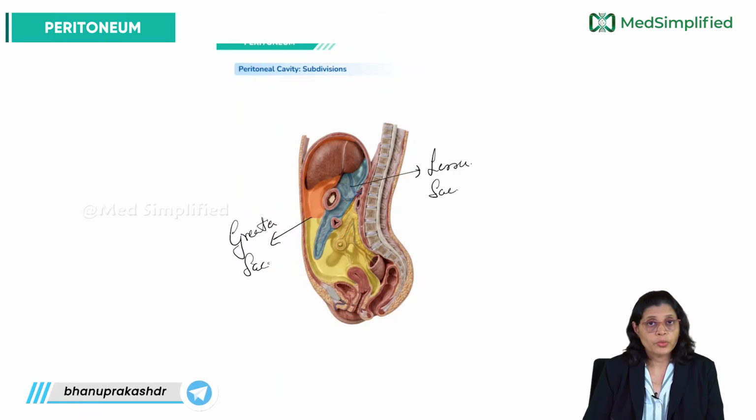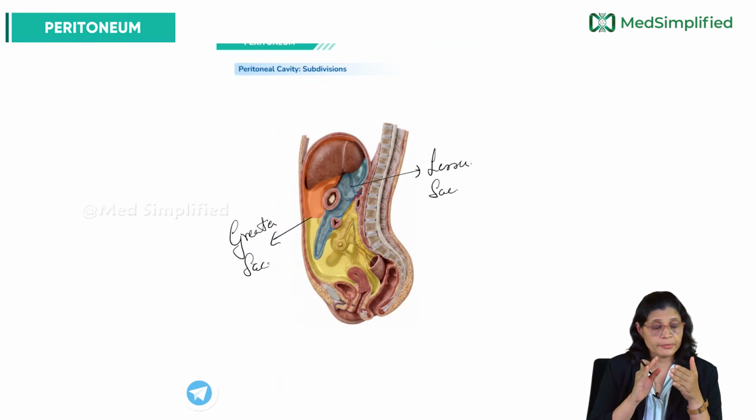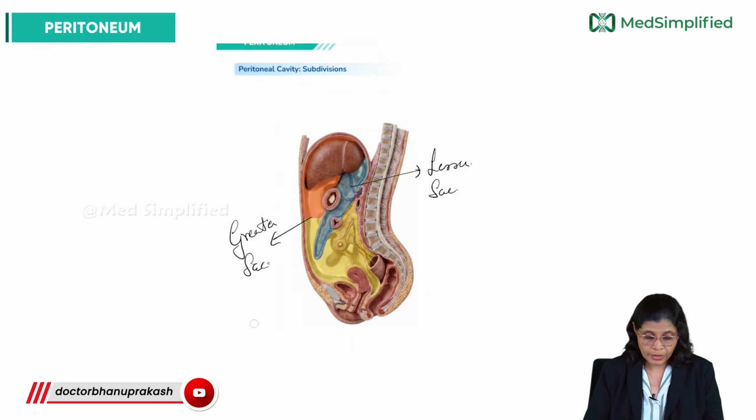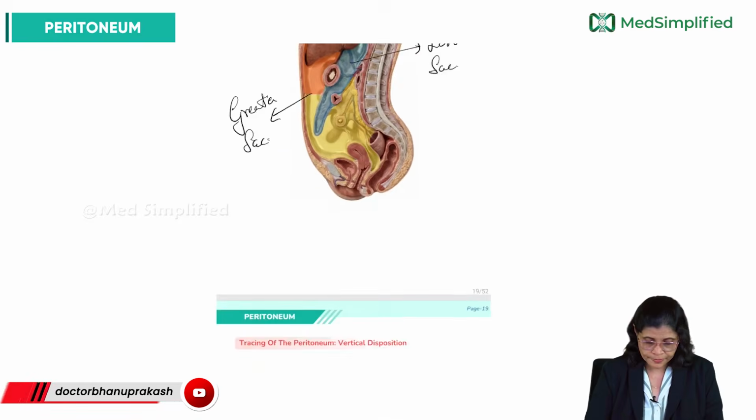So these two will be communicating. We saw when we studied the lesser omentum that it has a right free margin, and that is where it forms the anterior boundary of the epiploic foramen. Through that foramen, the greater sac will be communicating with the lesser sac. So that is about the subdivisions.